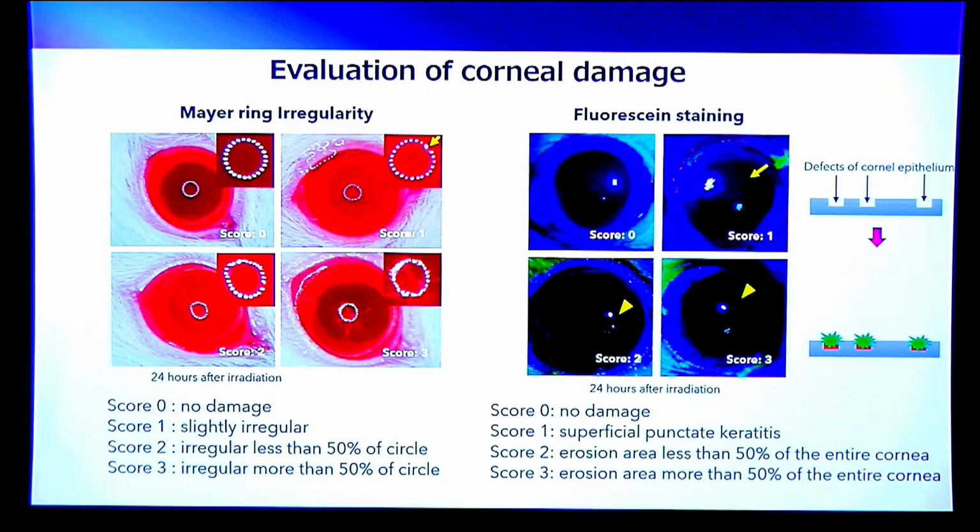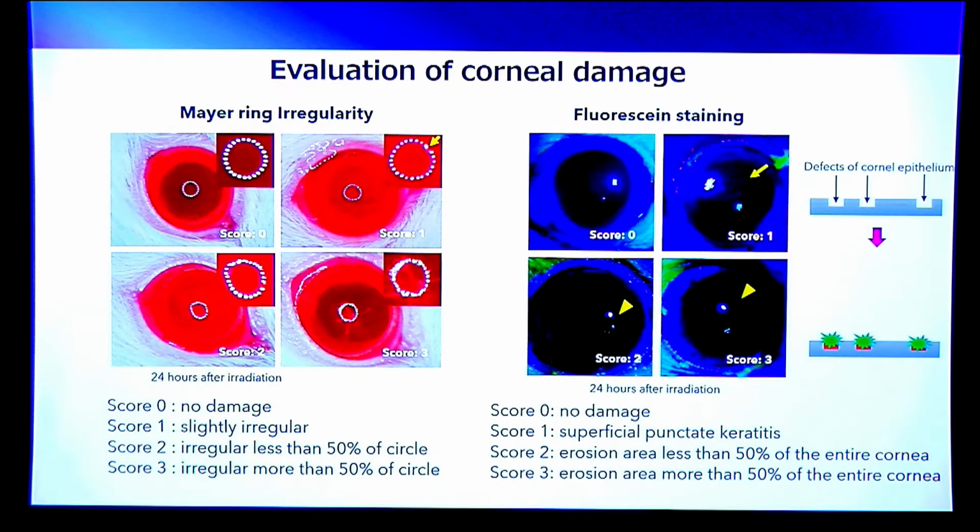From the results of mirror ring and fluorescent staining, we define the values LOAEL and NOAEL for each wavelength we examined. LOAEL is the minimum dose at which corneal damage was observed, and NOAEL is the maximum dose at which no damage was observed. In other words, the threshold limit value caused by UV is assumed to exist between LOAEL and NOAEL.